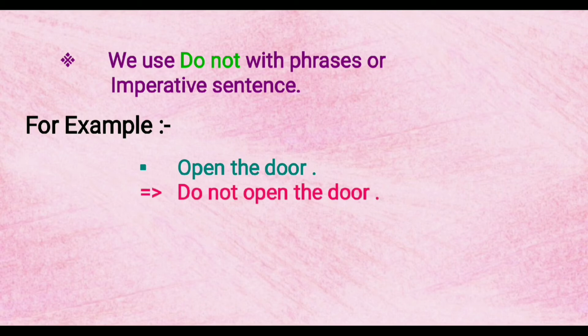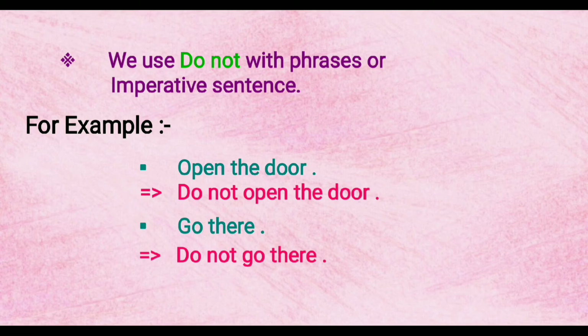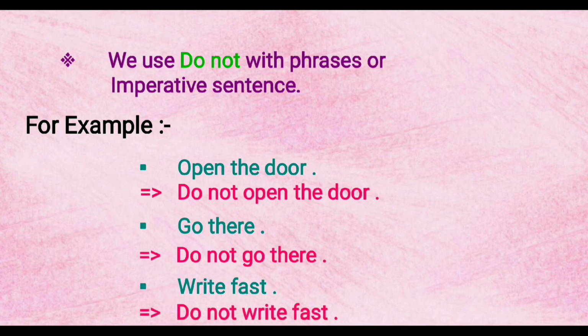So what will be the answer? "Do not open the door." Understand? Next, "go there." So what will we do? Now you understand what we do in this type of phrase to make it negative. Yes, we use "do not" and then write "go there." "Do not go there." Understand? Next is "write fast." Then yes, "do not write fast." Understand? So this is the way to make phrases negative.